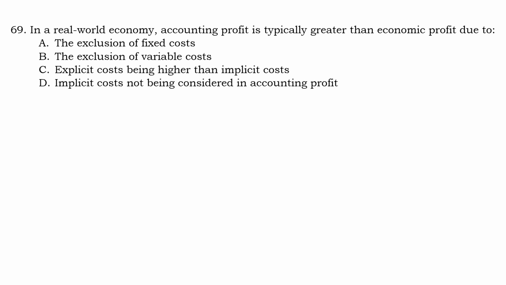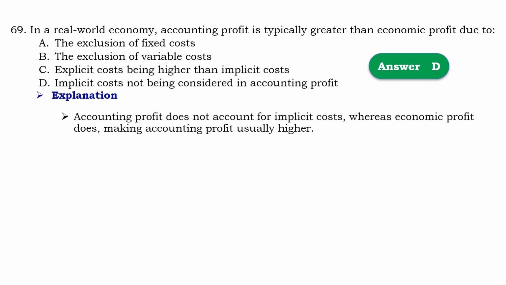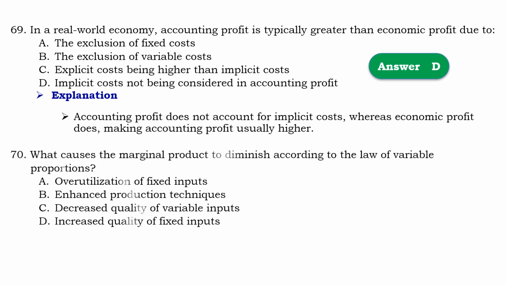Question number 69, in the real world economy, accounting profit is typically greater than economic profit. This is due to... 69ኛ ጥያቄ በአህዱ ዓለም ኢኮኖሚ ሂሳብ ትርፍ በተላምዶ ከኢኮኖሚ ትርፍ የሚበልጠው ከሚከተሉት ምክንያት ነው ይላል. So that should be D, implicit cost not being considered in accounting profit. It means that accounting profit does not account for implicit cost, whereas economic cost does, making accounting profit usually higher.